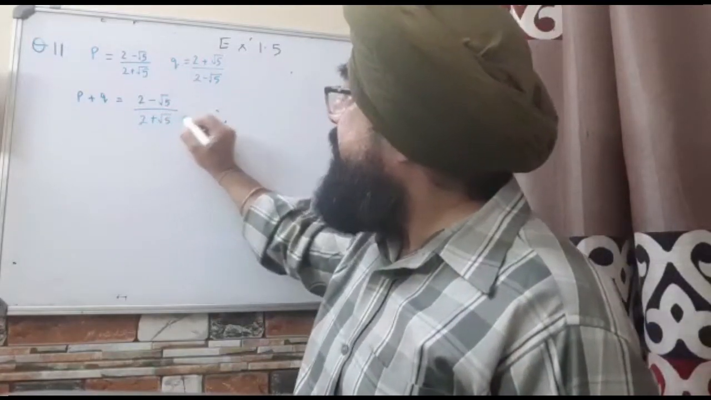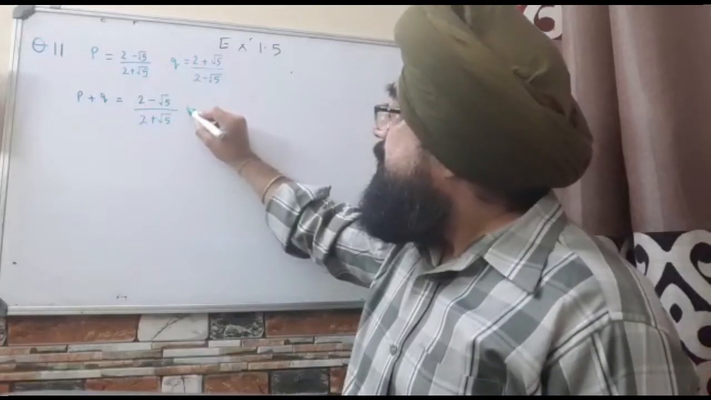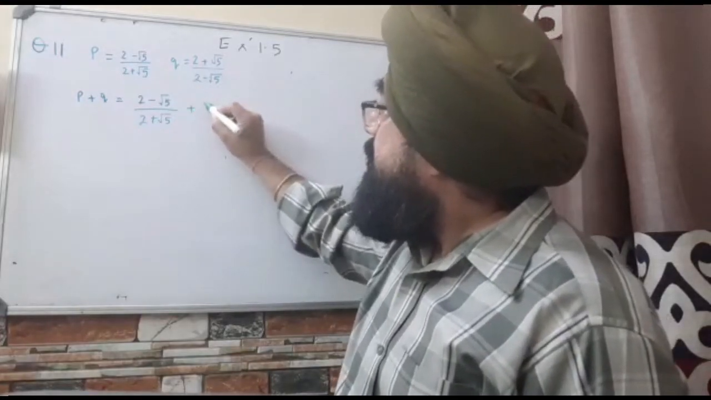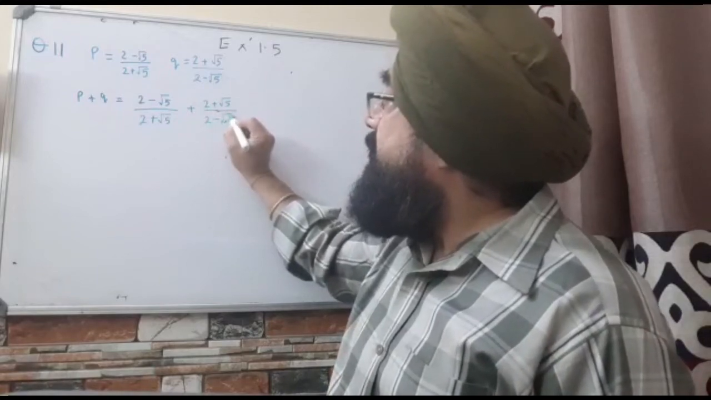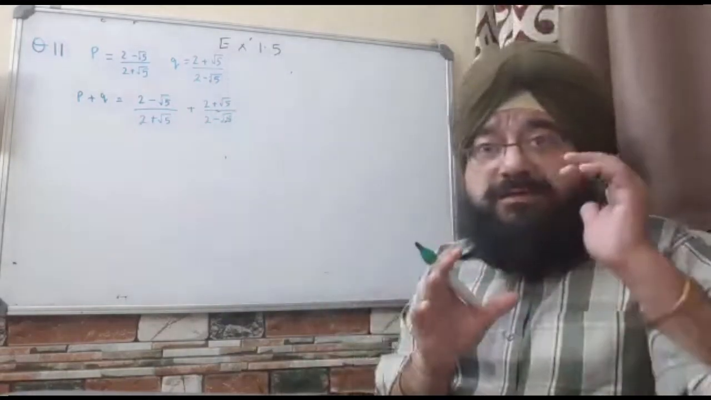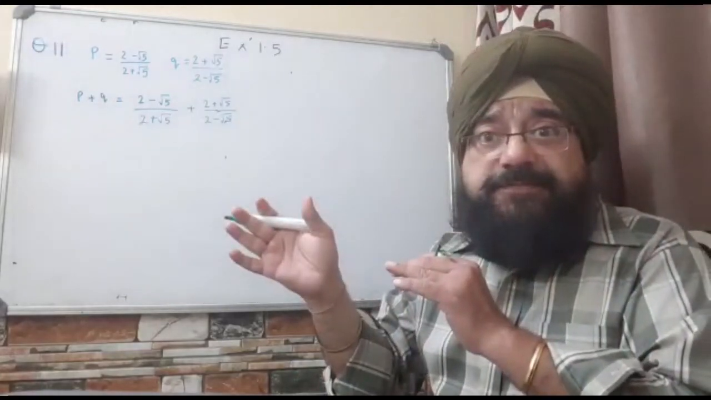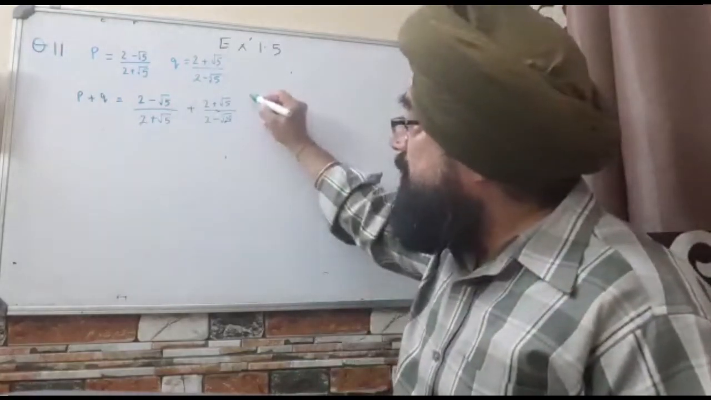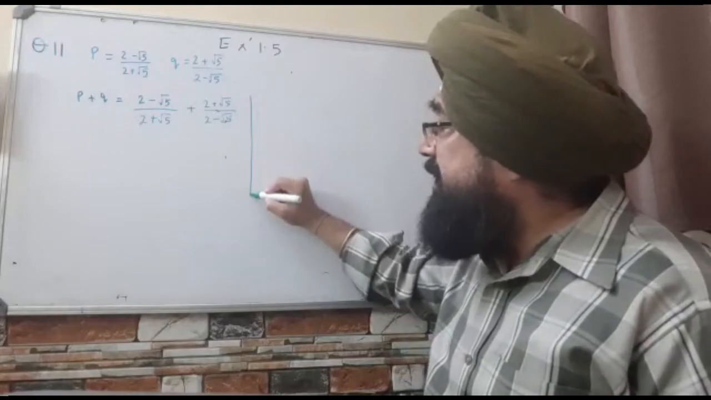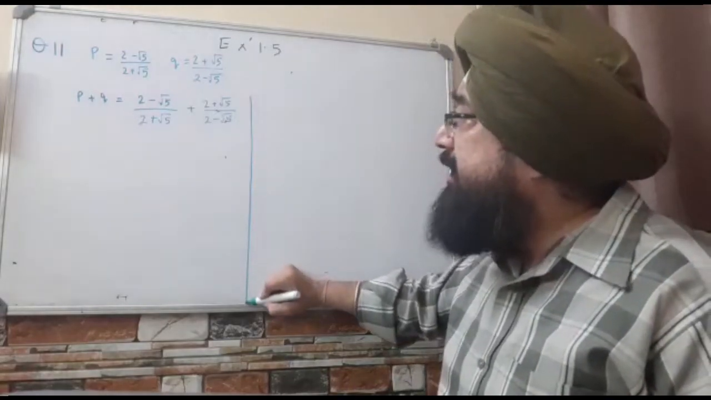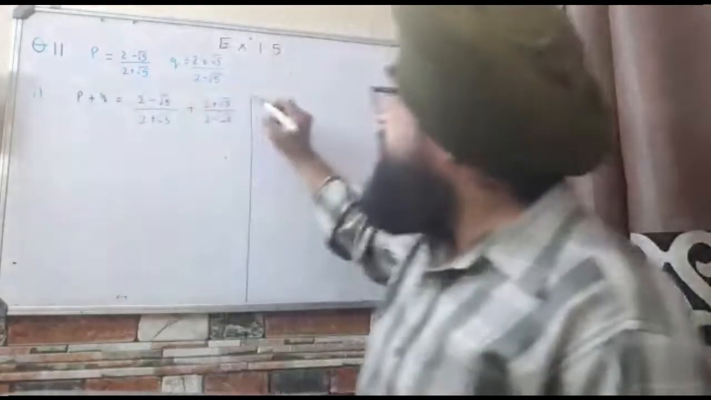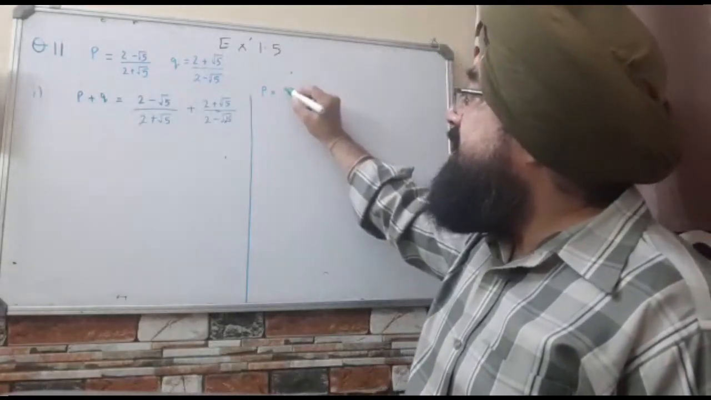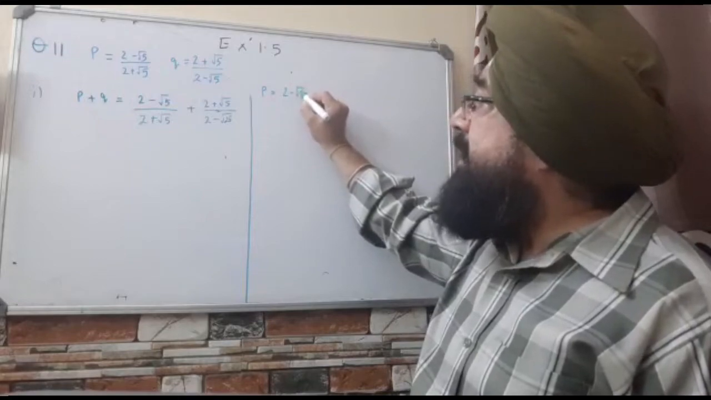That is, you see what I mean to say, (2 plus root 5) over (2 minus root 5). One school of thought says this. Another school of thought will obviously stick to their own plan, and they will say, no sir, we want to rationalize P. Okay, go ahead and rationalize P. That is also not a bad idea.